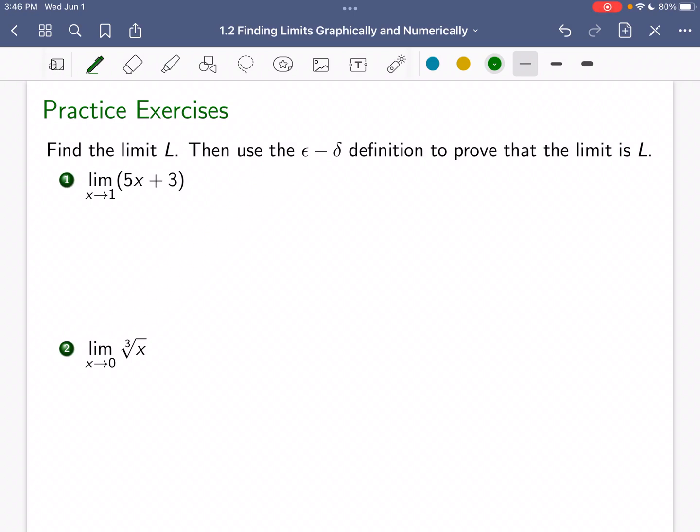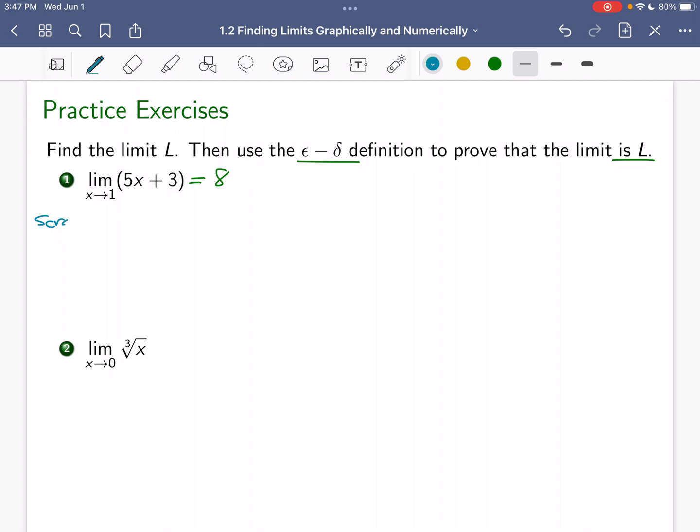All right, so in this video, we are going to look at finding the limit, and then we're going to use the epsilon delta definition to prove the limit actually is L. So here we have the limit as x approaches 1 of 5x plus 3. If we were to plug 1 in for x, we'll get an output of 8. I'm going to claim that is the limit. We're going to go through and see if we can prove that that is actually the limit.